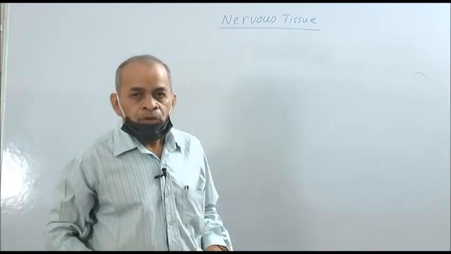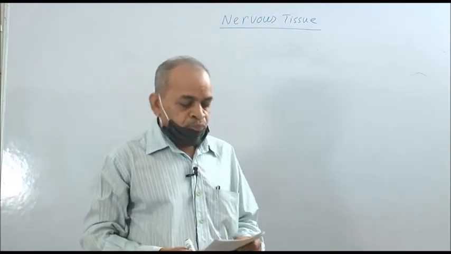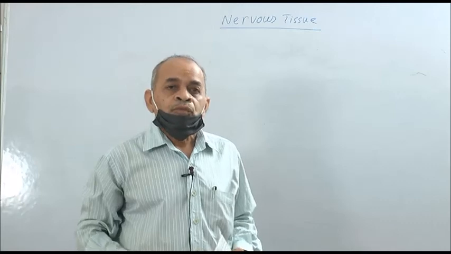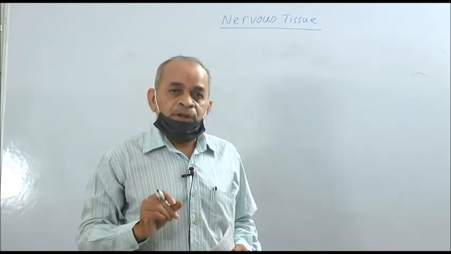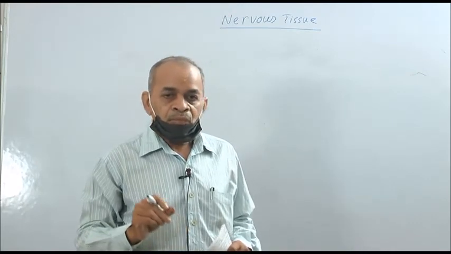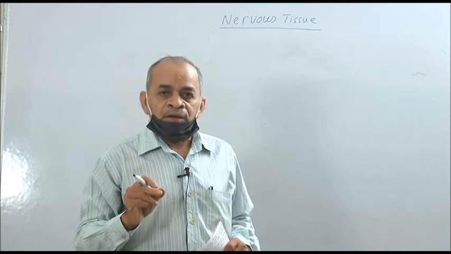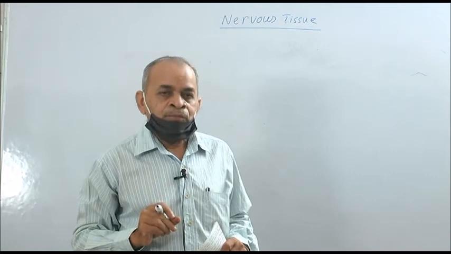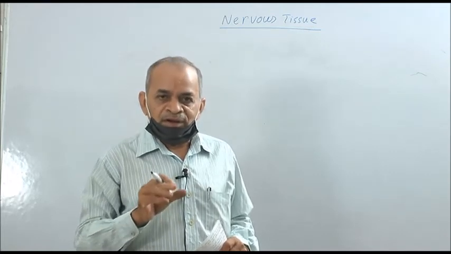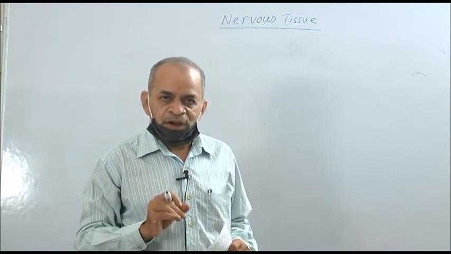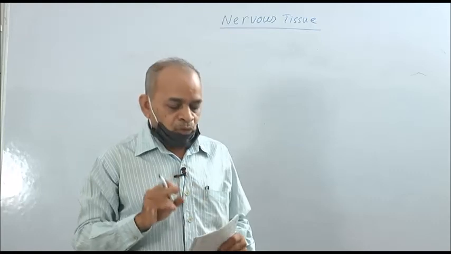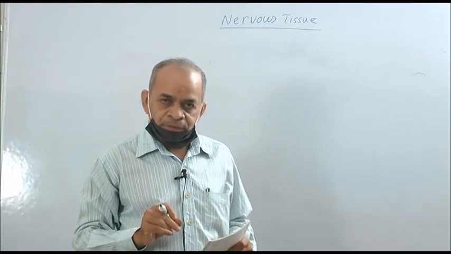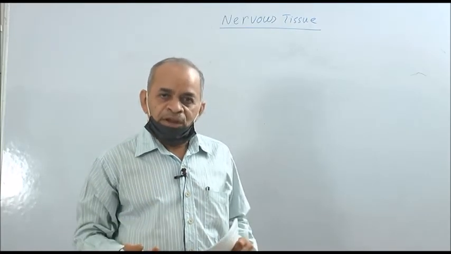So, nervous tissue, it is ectodermal in origin. As you know, there are three germinal layers: ectoderm, endoderm, and in between is the mesoderm. It is ectodermal in origin. It develops from the ectoderm.